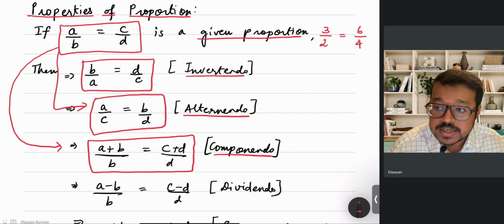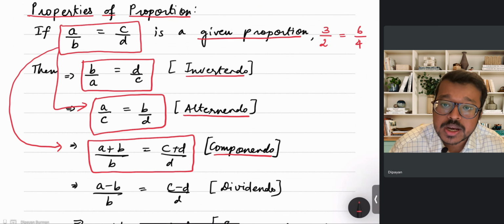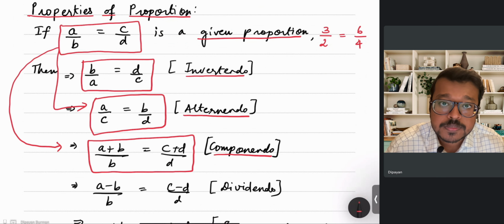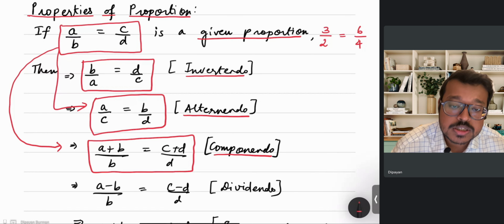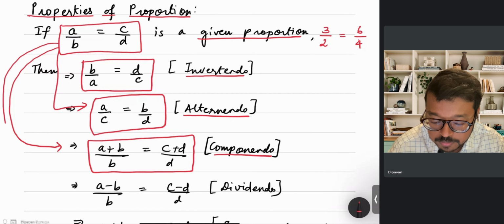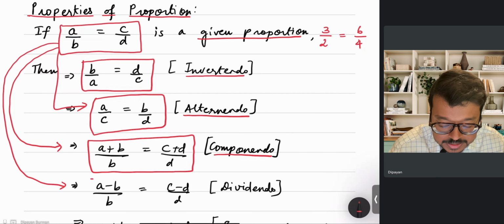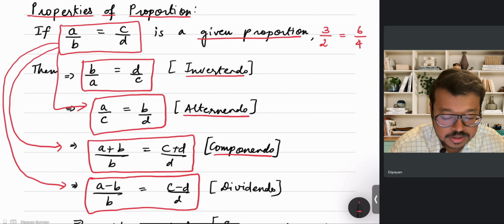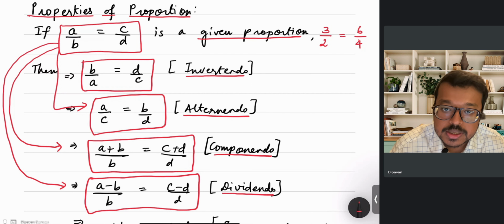Or otherwise, again, if I had started with my original proportion and I subtract the two terms of a ratio and take that as the first term of the ratio, again they will form a new proportion. So I will say (a minus b) is to b is equal to (c minus d) is to d. That is known as the property dividendo.